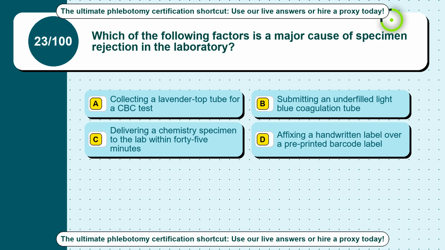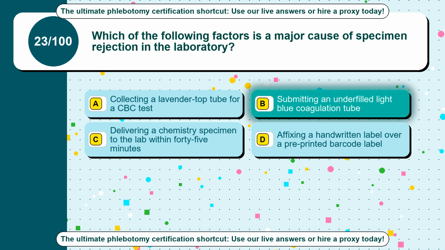Option A. Collecting a lavender top tube for a CBC test. Option B. Submitting an underfilled light blue coagulation tube. Option C. Delivering a chemistry specimen to the lab within 4 to 5 minutes. Option D. Affixing a handwritten label over a pre-printed barcode label.